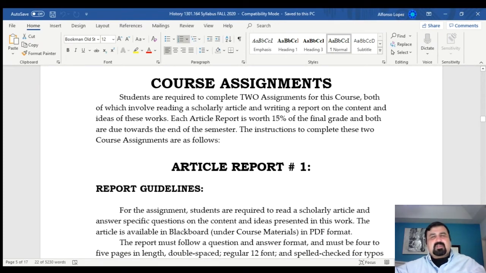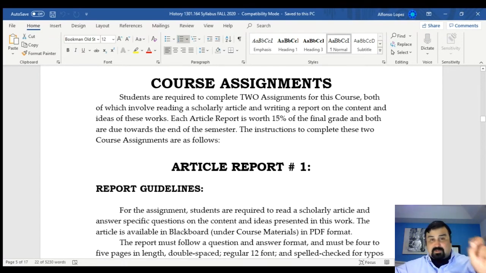Also, there are 2 course assignments due at the end of the semester. This is something I mentioned in the very beginning of this class introduction: 2 assignments that involve reading the 2 required readings. This is at the very beginning of the syllabus. Again, I showed you that there are 2 articles already available as PDF files on Blackboard, also under course assignments.